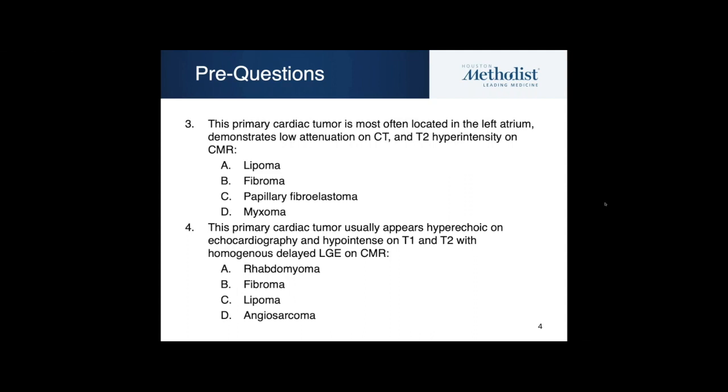And question 4, again, tests a similar concept that we hope y'all can appreciate throughout this presentation: this primary cardiac tumor usually appears hyperechoic on echocardiography and hypointense on T1 and T2 with homogeneous delayed late gadolinium enhancement on cardiac MRI. Options being A, rhabdomyoma, B, fibroma, C, lipoma, and D, angiosarcoma. So I hope at the end of this discussion, you'll be able to at least narrow down or get the right answers to these questions.